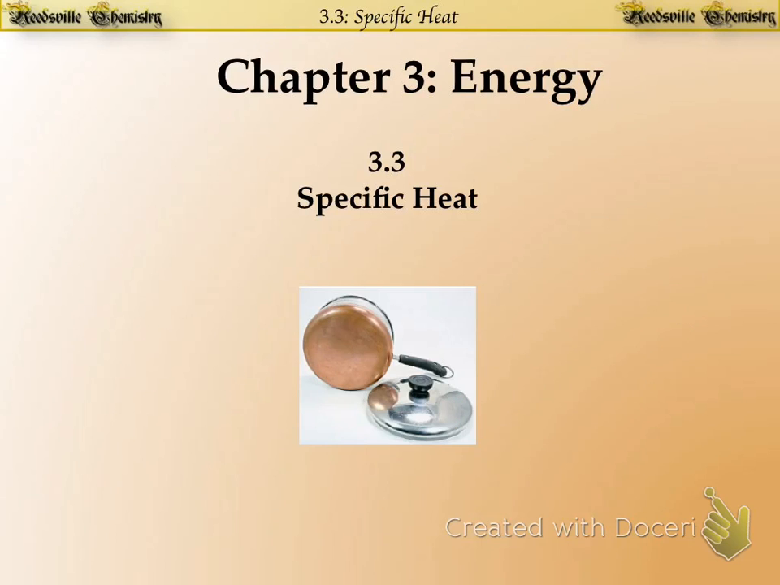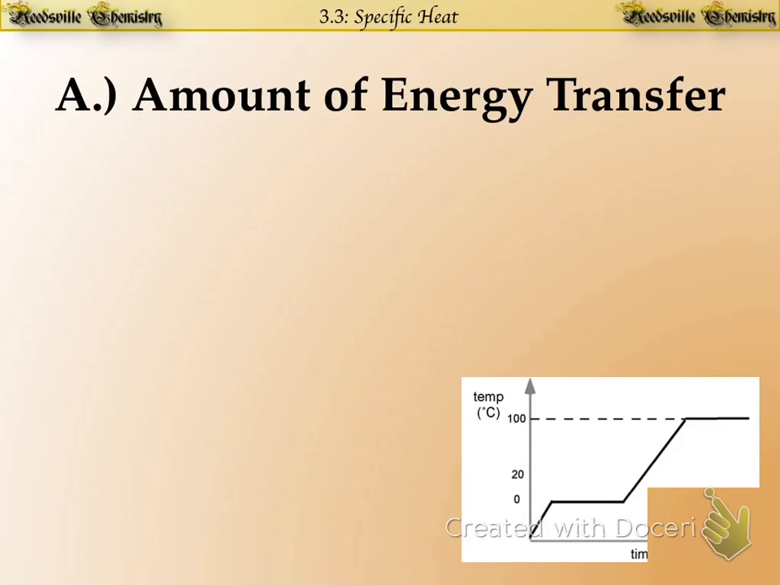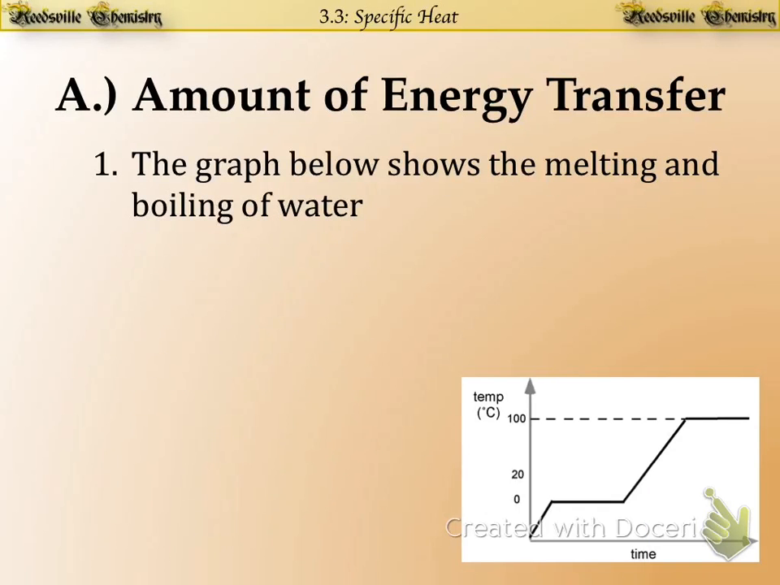Why go to such great lengths to make the pot out of two different materials, especially when this material will be considerably more expensive than that material? The answer lies in specific heat. So let's figure this out. Alright, let's take a look at the graph below.